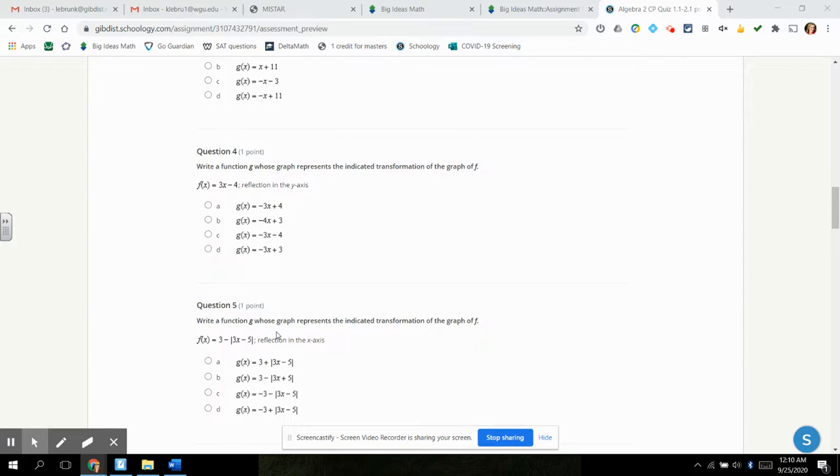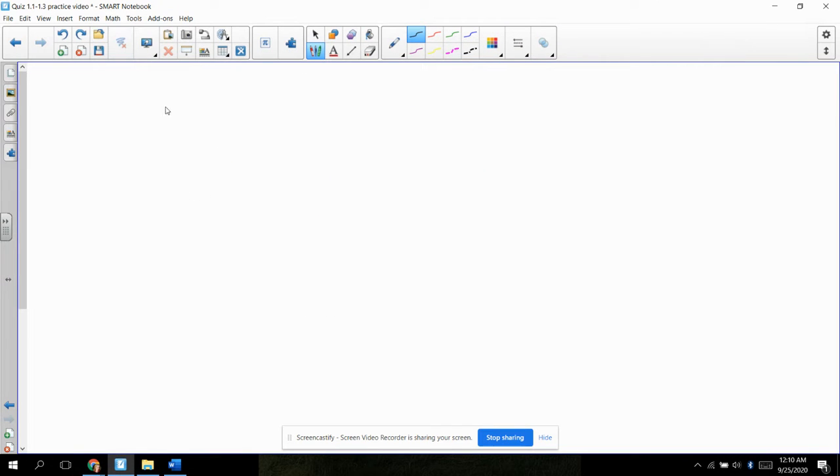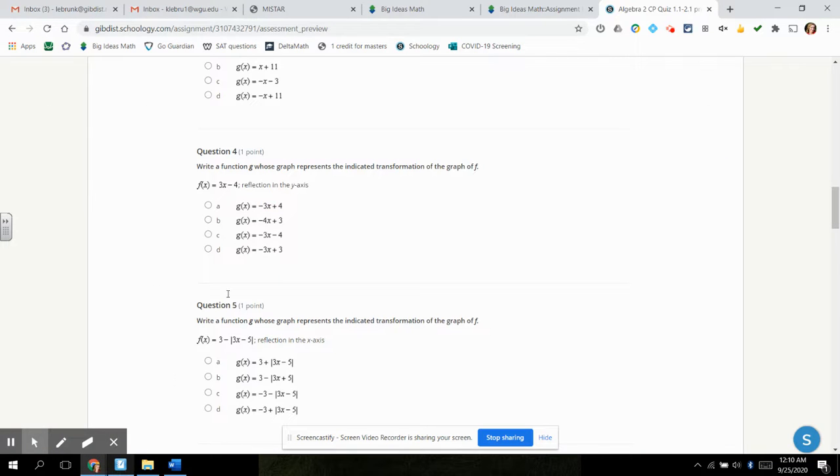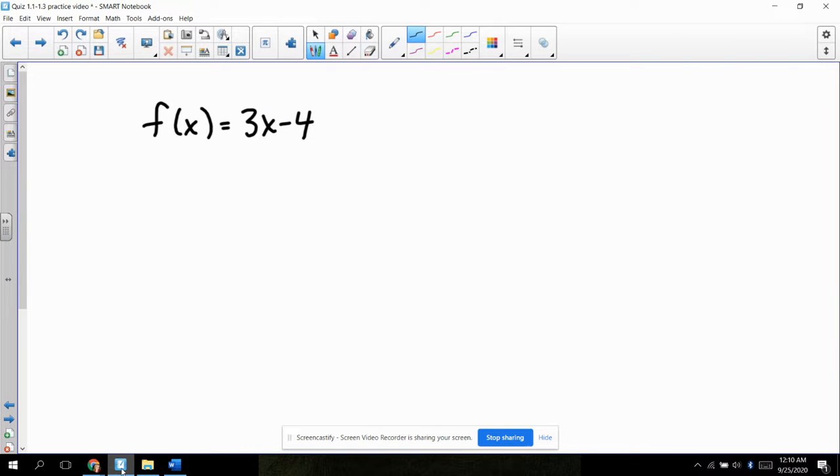Okay, number 4 is the same idea as number 2 was. They're going to give me a function, 3x minus 4. And they're asking you to reflect it in the y-axis. So I'm going to reflect it in the y-axis.